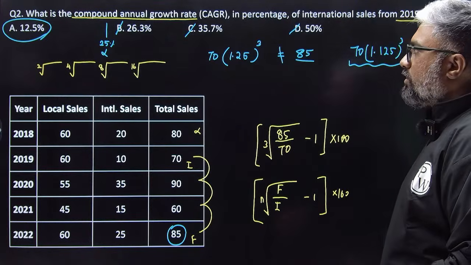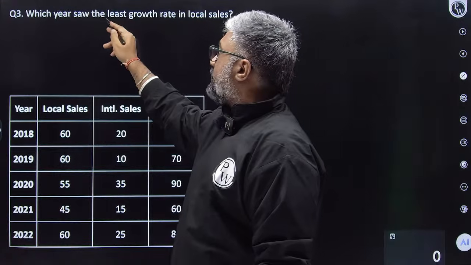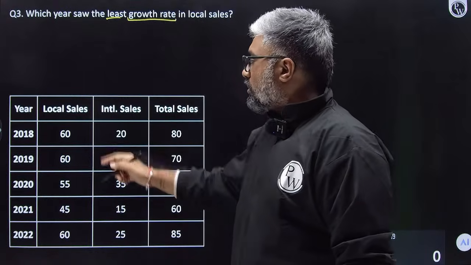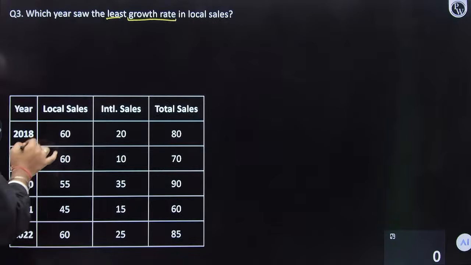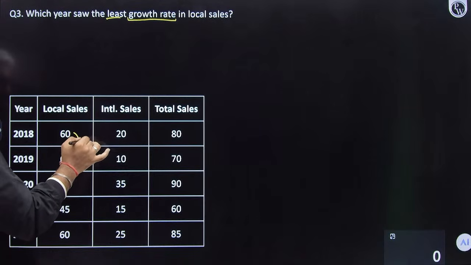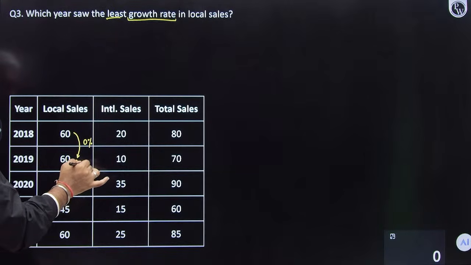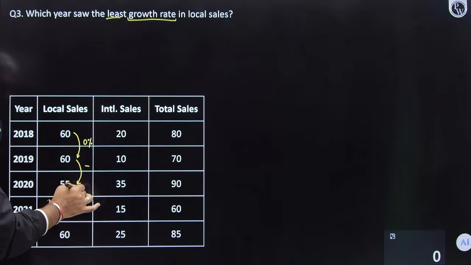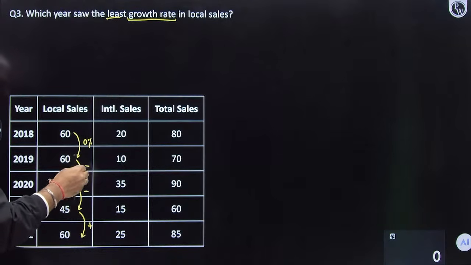Next one. Which year saw the least growth rate in local sales? So in local sales, they are asking, where did we see the least growth rate? From 18 to 19, I know there is a 0% change, exactly the same. 60 to 55, the value has decreased, so this will be negative. 55 to 45, the value has again decreased, which will be negative. 45 to 60, the value has increased, which is positive. So among 0, negatives and positive, which one will be least? Obviously negatives will be least, correct?